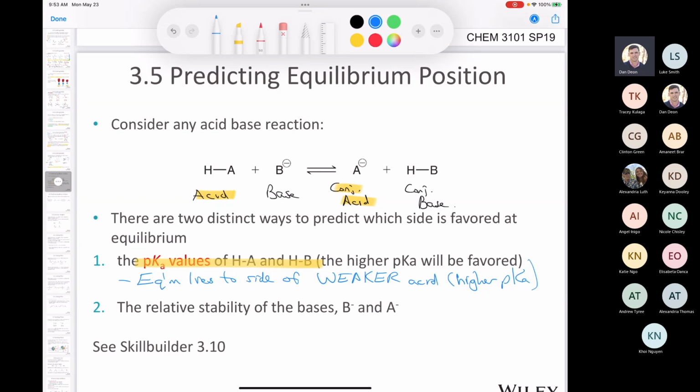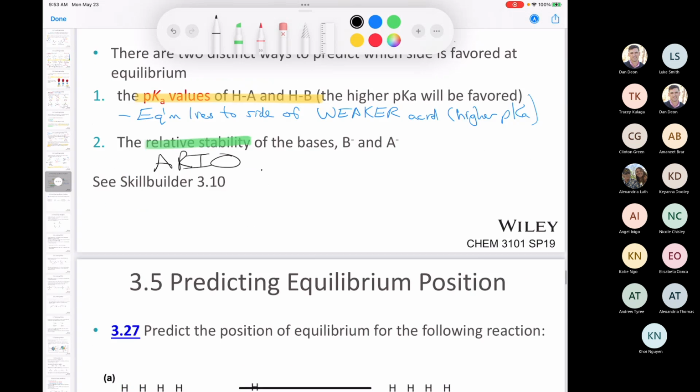Or you can compare the relative stability of the two bases. And the way that you do that is by using ARIO. There you go. So you got two possibilities. So if you forgot a pKa value or you can't remember it, or it's something that I've never shown you, then you would have to try to solve it using ARIO. So those are your two possibilities. Pretty cool, huh? And these are things that we use all the time as organic chemists.